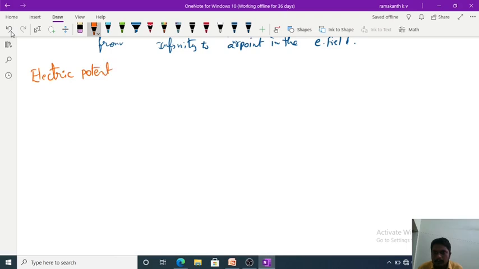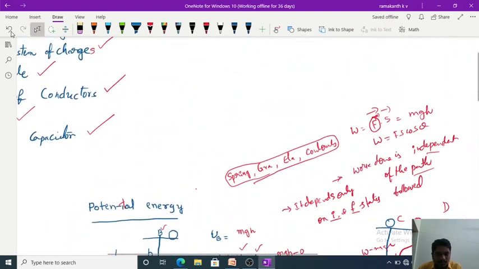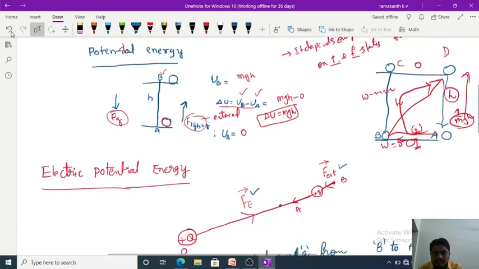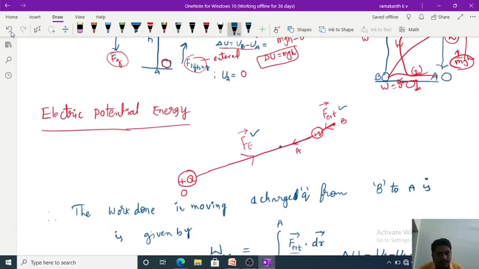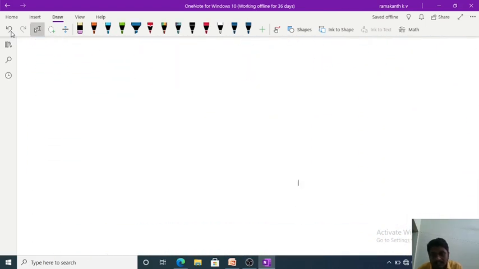Electric potential, same definition here. When you bring a positive charge from B to A, see the figure once, here we are moving a positive charge, that will be stored in the form of potential energy. We call it electric potential energy. If you bring a unit positive charge from one point to another point in the electric field, that is called electric potential.